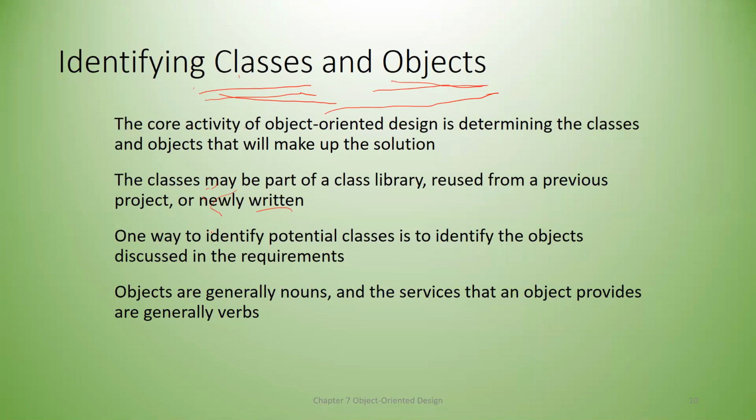Okay, so how do you identify the classes? The classes may be part of a class library like string, random, you know, they are part of a class library. You do not need to write it. You do not need to design it. You just need to use it, right? Or it's a class that you have written before and you can take it and reuse it.